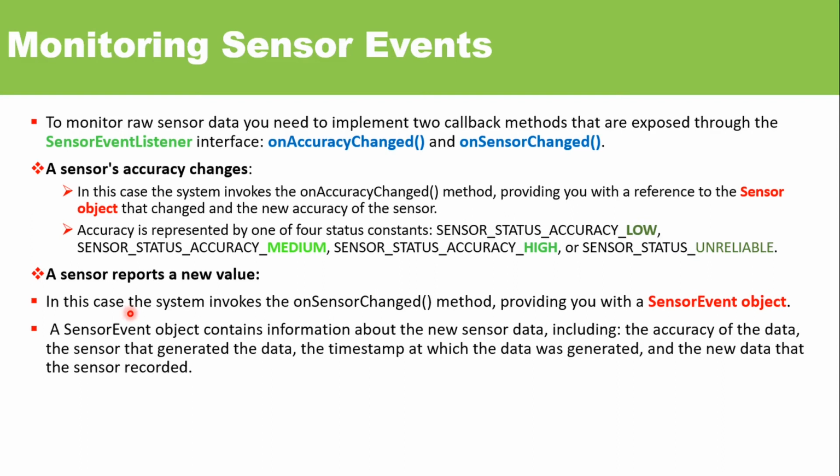Now, if a sensor reports a new value, the system invokes the onSensorChanged method, providing you with a SensorEvent object. We already know a SensorEvent object contains four vital pieces of information about the new sensor data. It contains the accuracy of the data, the particular sensor that generated the data, the timestamp at which the data was generated, and lastly the new data that the sensor recorded.